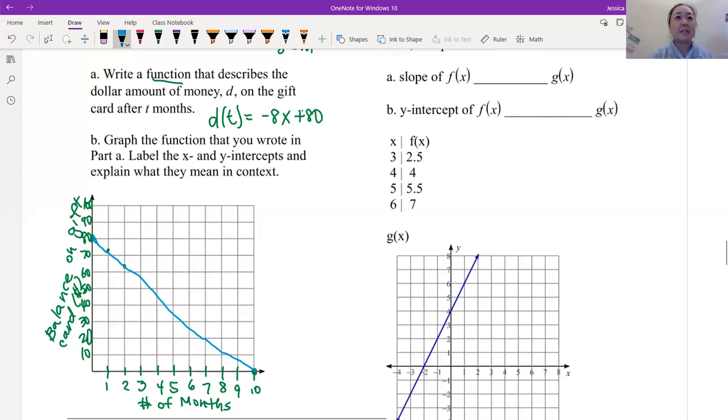And then it says label the X and Y intercepts. We kind of already did that. So this is our Y intercept, because that's where it crosses the Y axis. So Y intercept, which is 0, 80. And what does that mean? What does it mean?